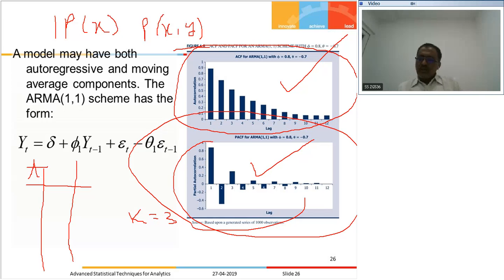ANOVA slides are corrected. I will share it, no issue. Yeah, if you have any queries.